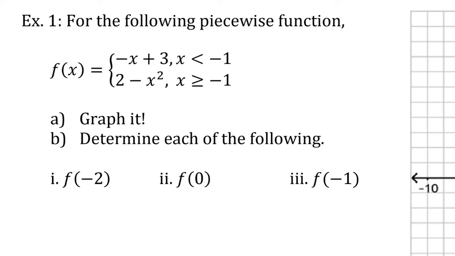And this function will look like this as long as the x value of the function is strictly less than -1. And it will look like this when the x value is greater than or equal to -1. So there's the boundary. That's the second part of the notation, the boundary where you are using one relation or another. Okay. And so here we go. So we're supposed to graph it and then determine each of the following.